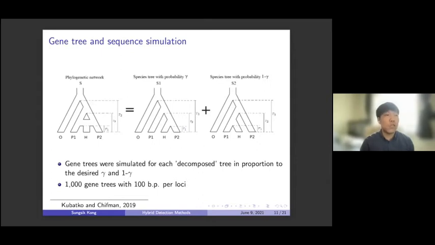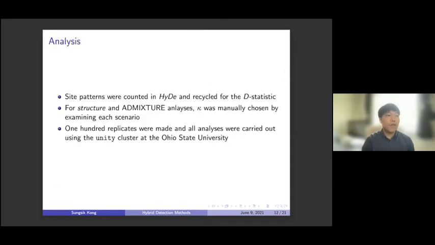And for each gene tree, we simulate a sequence that is 100 base pairs long to mimic short read length in next generation sequencing methods. And we finally concatenated all the sequences for each taxon to create a full alignment. And for each alignment, we conducted HyDe analysis and we recycled the site pattern counts from HyDe to compute the D statistic. And then we ran STRUCTURE and ADMIXTURE analysis using the same data set following the general protocol employed in practice. But we manually selected K by looking at the true number of parental populations in the scenario of interest. And we made 100 replications through the Unity cluster at the Ohio State University.